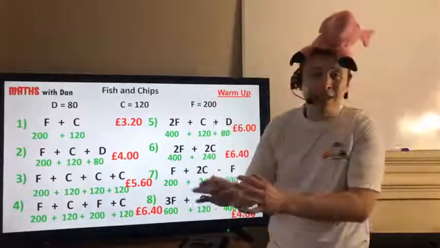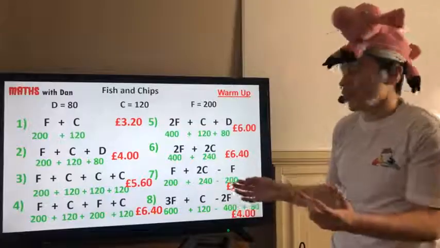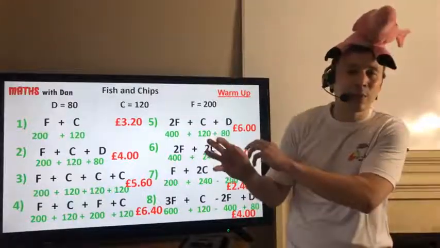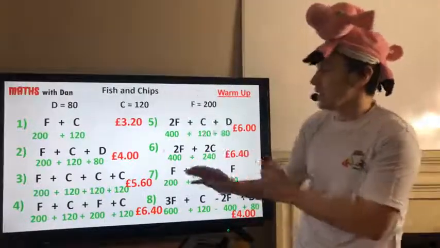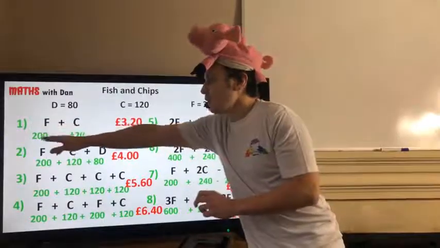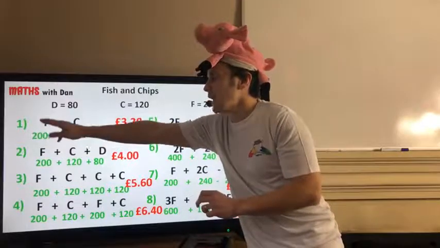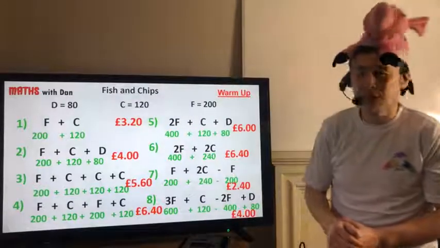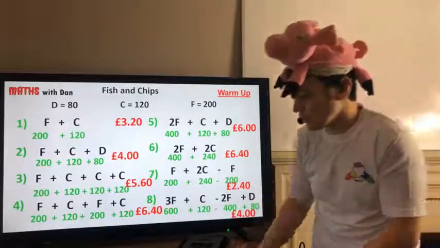So I'll just put letters in. It's exactly the same. I know it looks more complicated, but this is what algebra is. It's letters with meaning. They're not just random letters, they've got a value. That F is worth 200 because that's the price of a fish. Okay? So there is a reason for this.